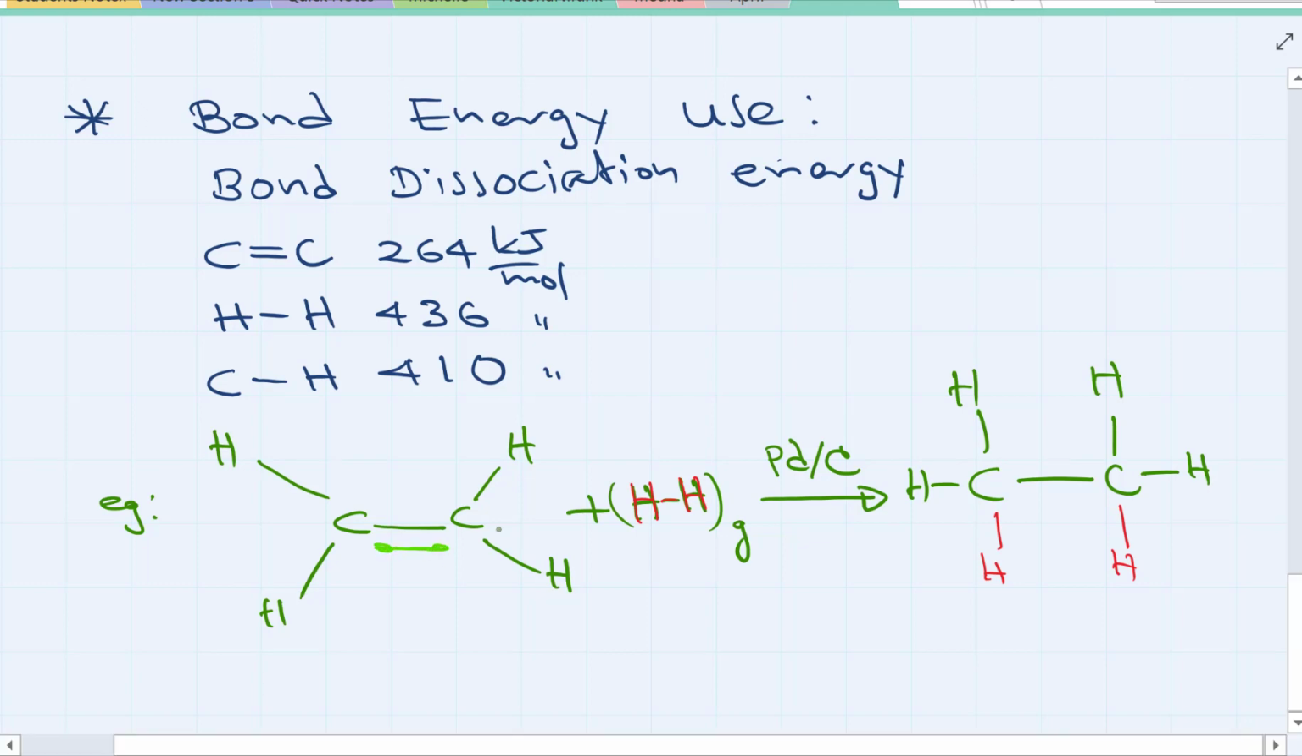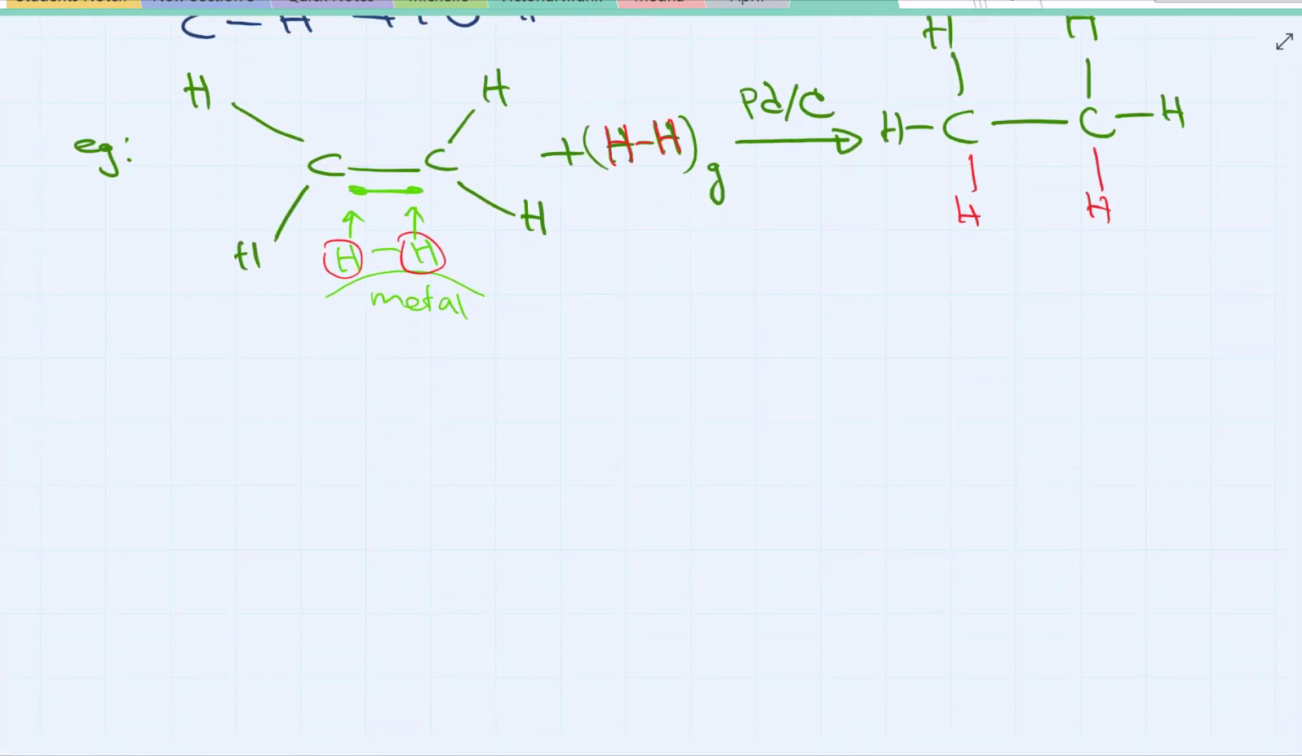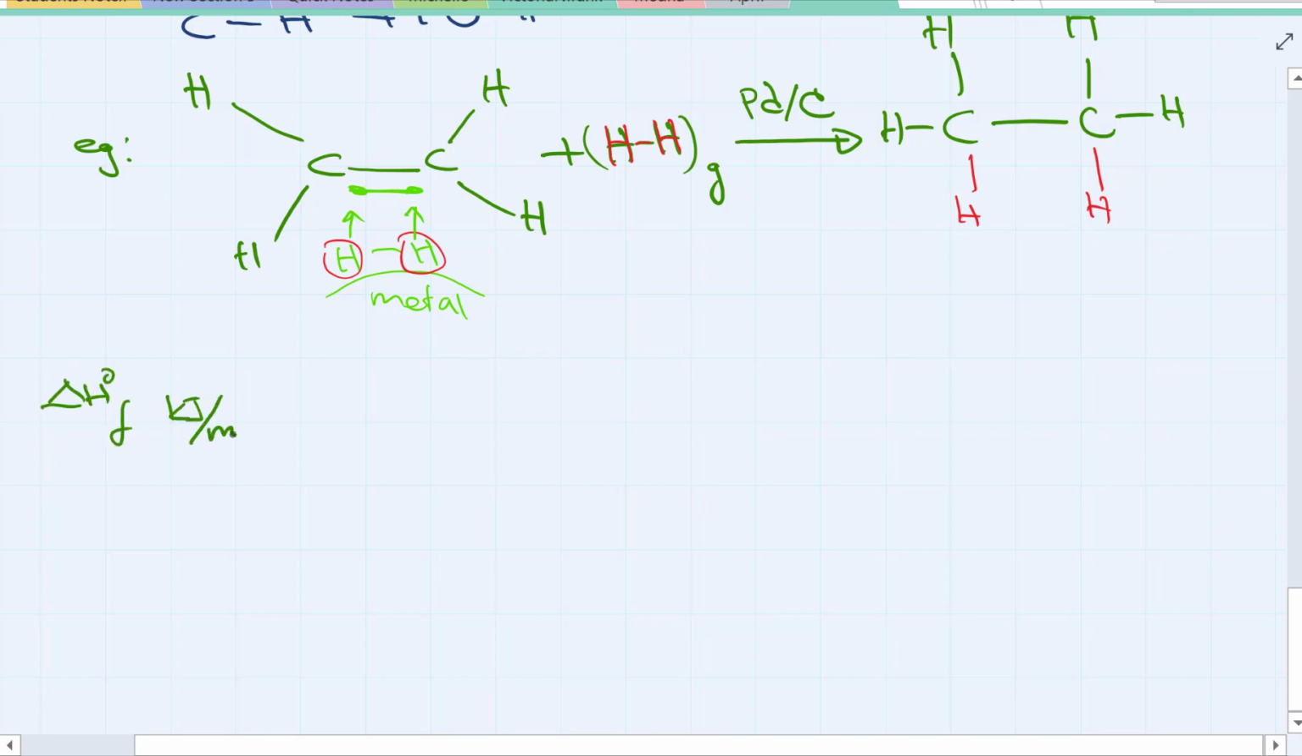So I'm just marking the colors so you can see. This is a pi bond, and the metal soaks up the hydrogen gas, and then it's called a cis addition. It kind of docks onto the pi bond from the bottom. But you just look at the number of bonds we break versus the number of bonds we make, right? So the delta H of formation, in kilojoules, is given as 52 and minus 88.